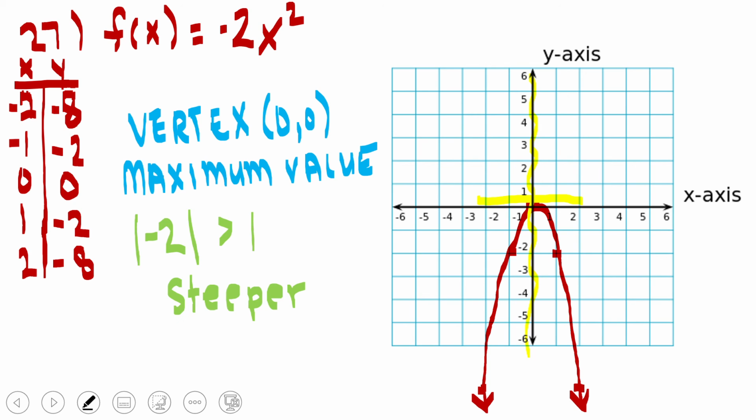Study your chart on page 328. Kind of memorize what happens in the function to make the basic function of a parabola graph steeper or flatter.